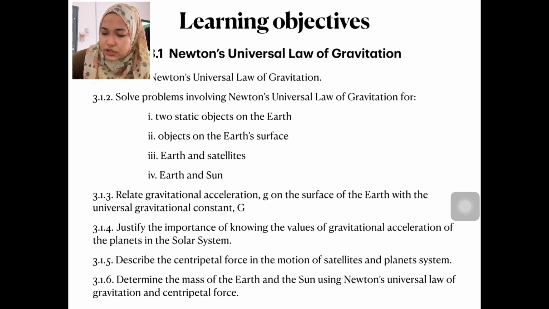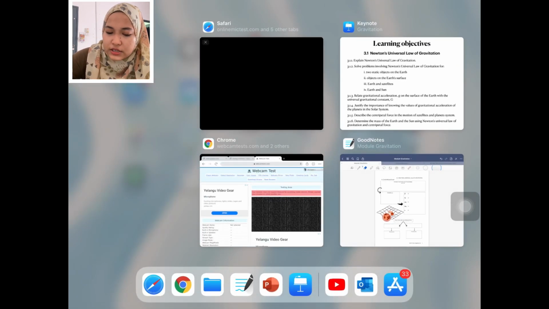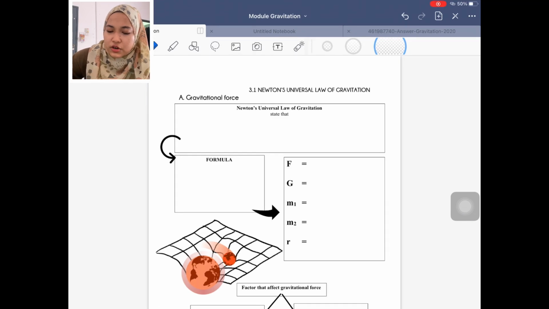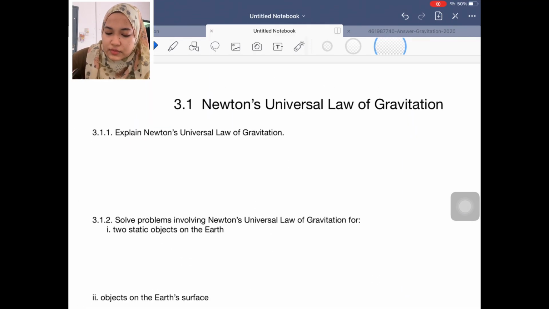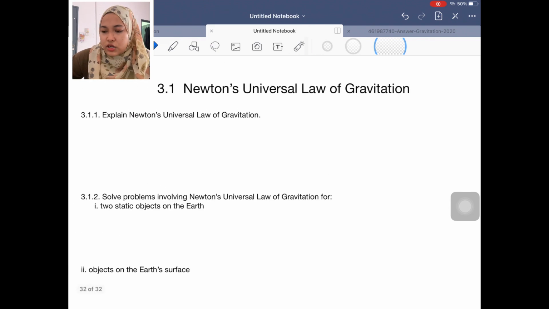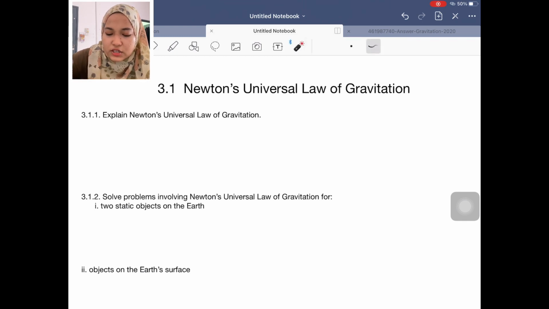I'm sorry, so we will look at the learning objective. Number 1, Newton's universal law of gravitation. First you have to know how to explain Newton's universal law of gravitation. We have already learned it. It has two laws, number 1 and number 2.